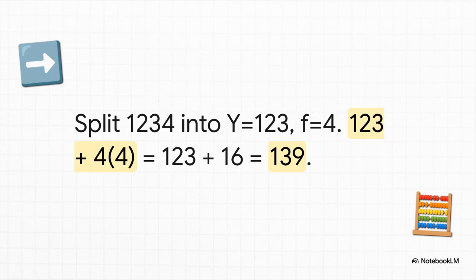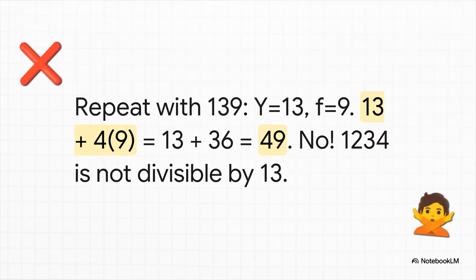Okay, a much simpler number, but maybe we're still not sure about it. So we just go again. For 139, y is 13 and f is 9. We calculate 13 plus 4 times 9. That's 13 plus 36, which equals 49.